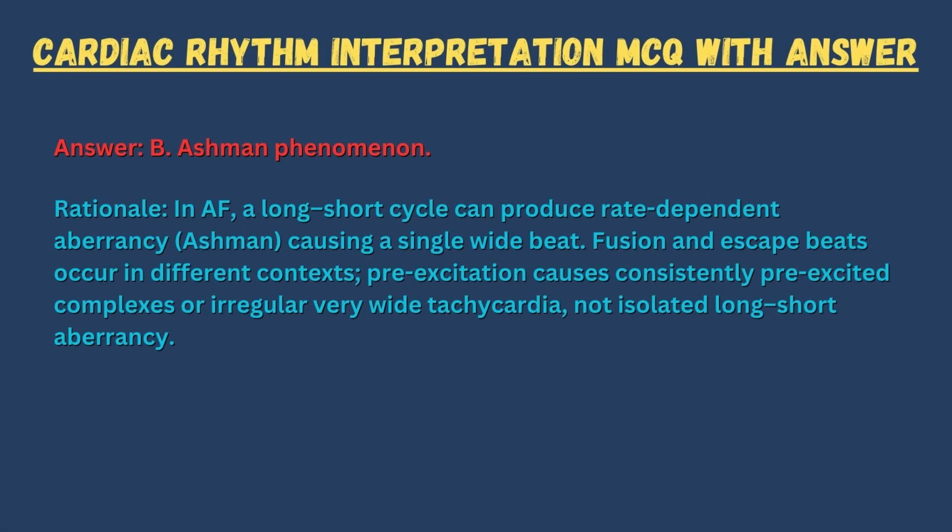Answer B. Ashman phenomenon. Rationale: in AF, a long-short cycle can produce rate-dependent aberrancy, Ashman, causing a single wide beat. Fusion and escape beats occur in different contexts. Pre-excitation causes consistently pre-excited complexes, or irregular very wide tachycardia, not isolated long-short aberrancy.